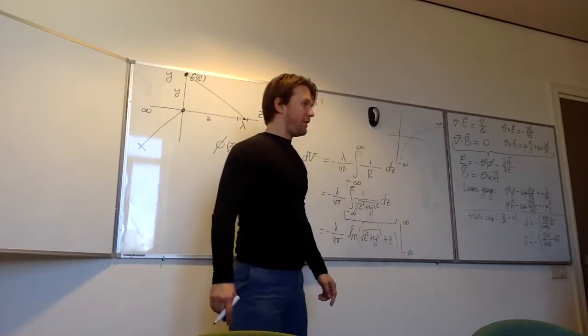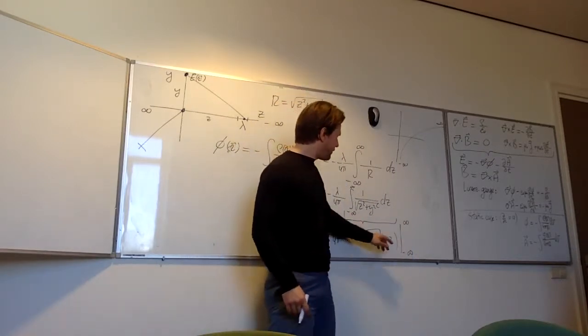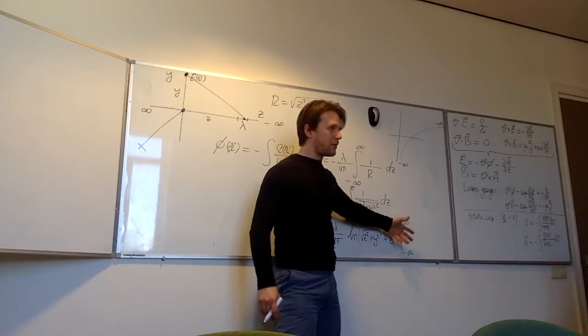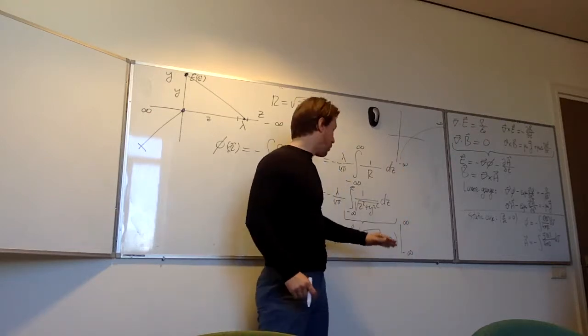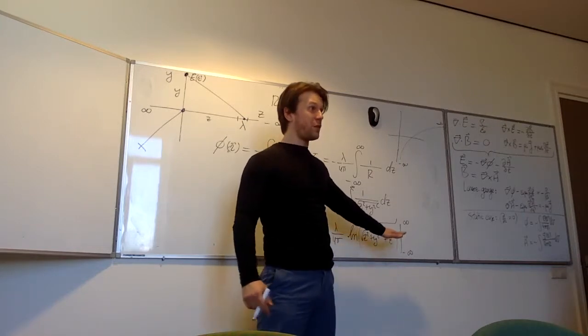How about you plug minus infinity in? You know this, right? You put the infinity in, you get some number out. You put the other one in, which is minus infinity. You get two numbers, subtract them from each other. Now, one of these numbers is going to be infinity. Hopefully, the other one will cancel that infinity.